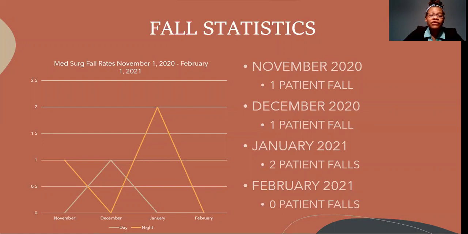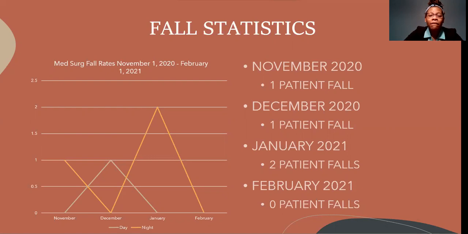Here we have a graph that shows fall statistics on the unit for the 90 days prior to my 2-week trial period. The data showed the falls on the unit from November 1st, 2020 through February 1st, 2021. Over the 90-day period, there were a total of 4 patient falls on the unit. November showed 1 patient fall that occurred at night. December 2020 showed 1 patient fall that occurred during the day. January 2021 showed a total of 2 patient falls, 1 during the day and 1 during the night.